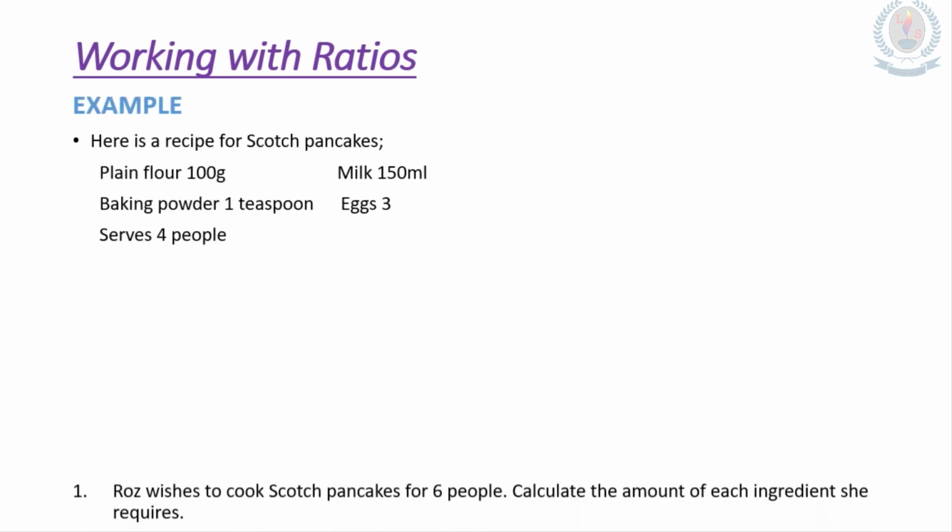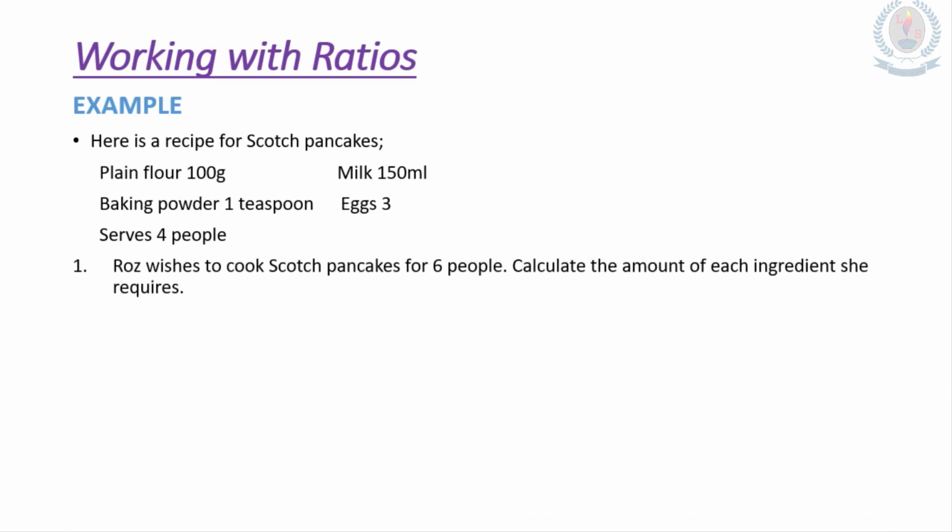First subtopic, working with ratios. You can see this example. Here is a recipe for Scotch pancakes. First, plain flour 100 gram, milk 150 milliliters, baking powder 1 teaspoon, eggs 3. Can serve for 4 people.